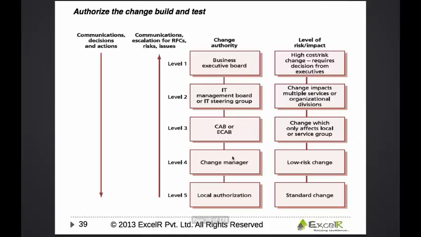So, who will be the change authority? Who will authorize the change? Different types of changes at different levels will be authorized by different people. For example, if it is a standard change, on the bottom right side you see local authorization will be there. Maybe your team lead can do it if it is a small change, some authorized person. If it is a low risk change, the change manager himself can authorize the change. If the change has some impact, a group of people or group of services will be impacted.